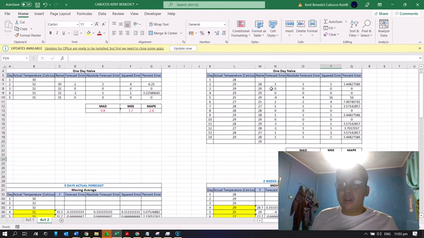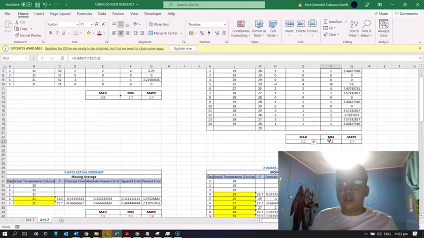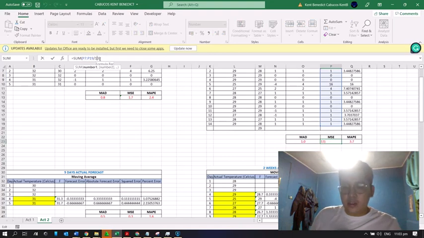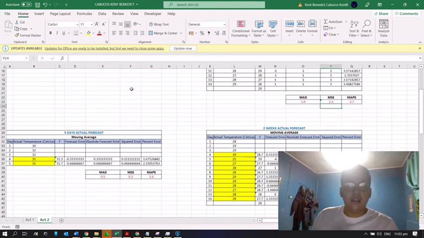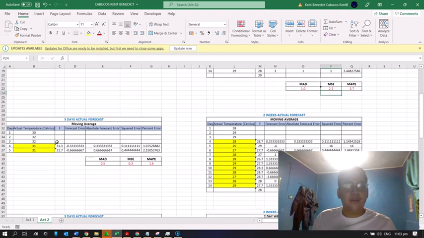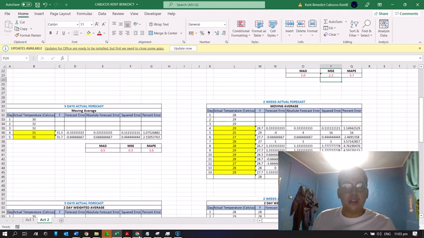B again, 1. No, 12. 2.3. And for moving average, let's go to the book to see what a moving average is.